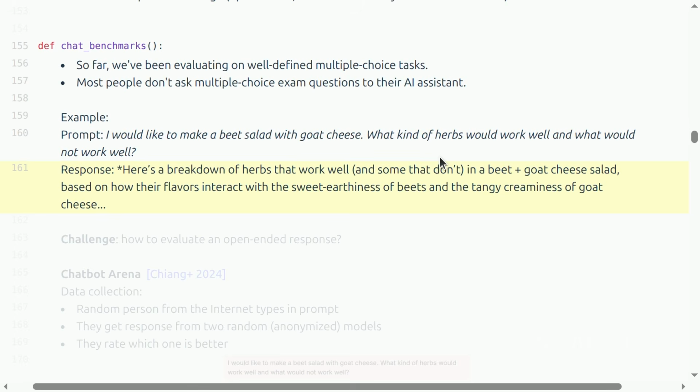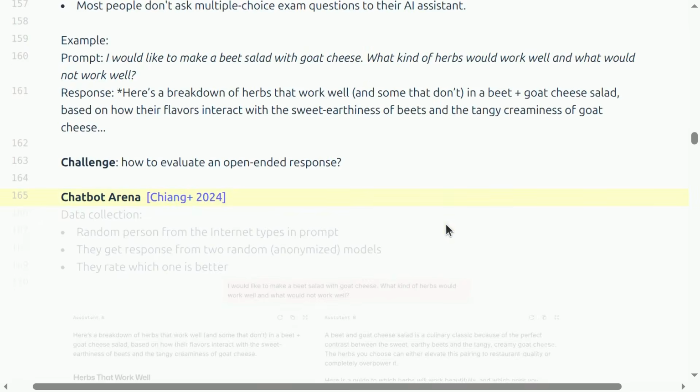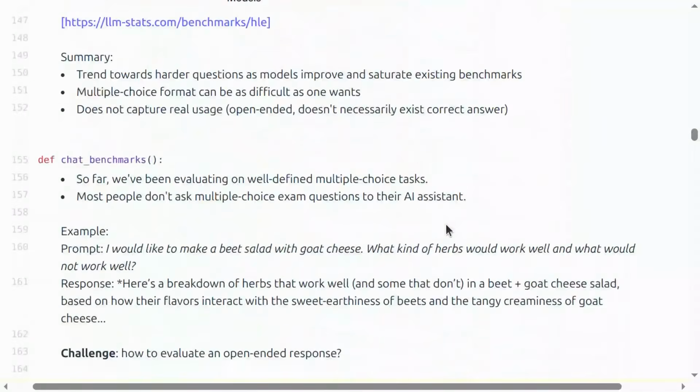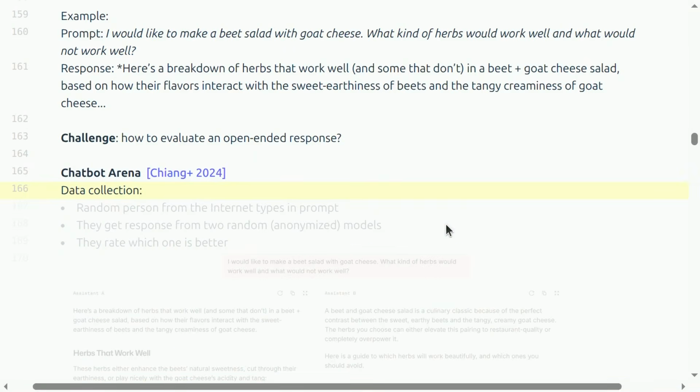This is a very open-ended question, and then you get some response, which is, again, open-ended. The question is, how do you evaluate this thing? You can't just check exact match with equality. There's no ground truth, even. So there are a few ideas here, and we should go through them. One idea was pioneered by Chatbot Arena. The idea is, well, you ask humans.